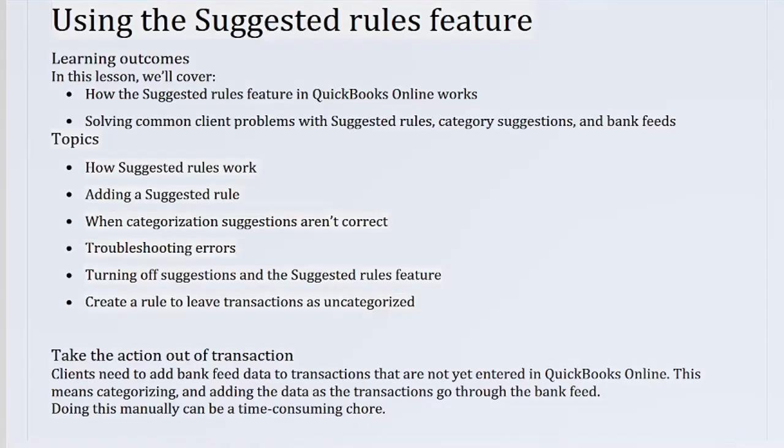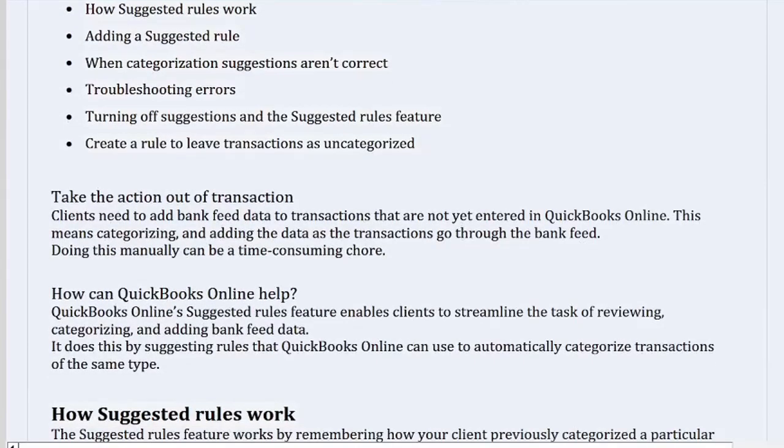Clients need to add bank feed data to transactions that are not yet entered in QuickBooks Online. This means categorizing and adding the data as the transactions go through the bank feed. Doing this manually can be a time-consuming chore. How can QuickBooks Online help? QuickBooks Online's Suggested Rules feature enables clients to streamline the task of reviewing, categorizing, and adding bank feed data. It does this by suggesting rules that QuickBooks Online can use to automatically categorize transactions of the same type.